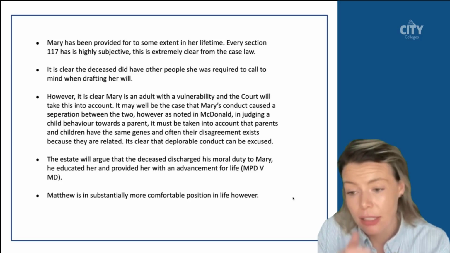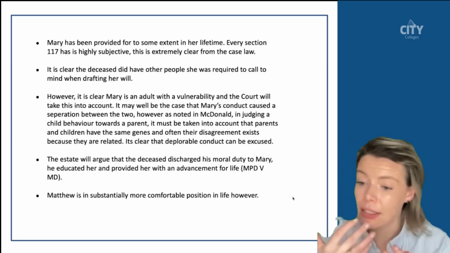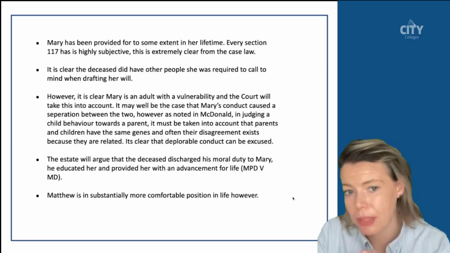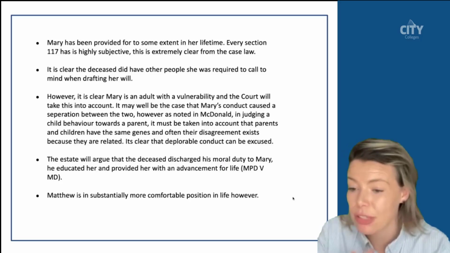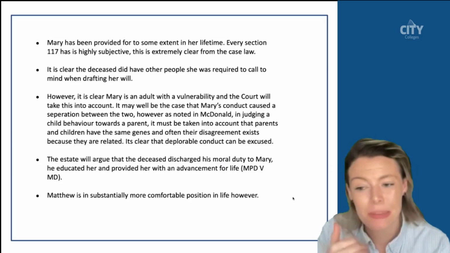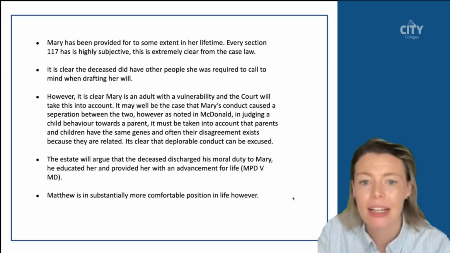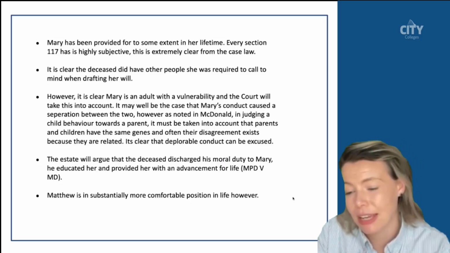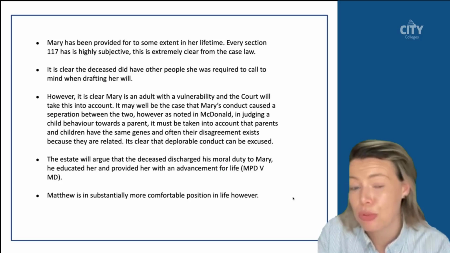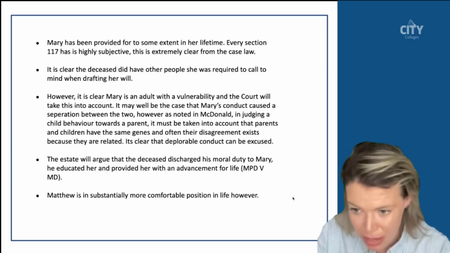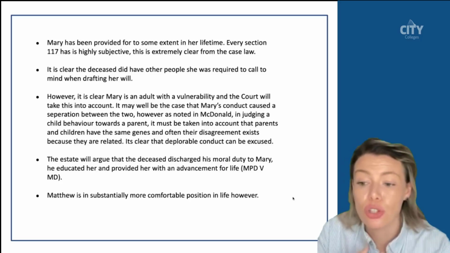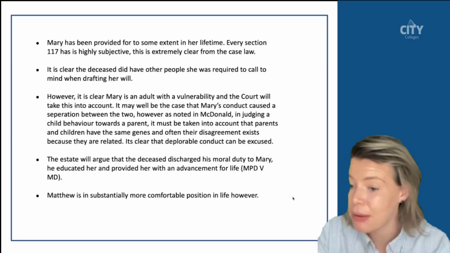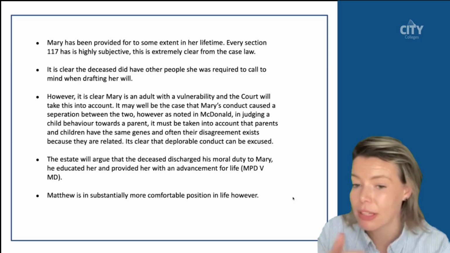Having said all that, as I've already pointed out, Mary will be classed as an adult with a vulnerability, and that will be taken into account. And really the issue to be determined is Mary's conduct, the causation of the separation between them. Is MacDonald and Norris going to come into play there? It'll also take into account the fact that parents are assumed to have known their children best, better than a court. And the role of the court is not to sit in the shoes of the testator and do what they would have done or done differently to what they've done.